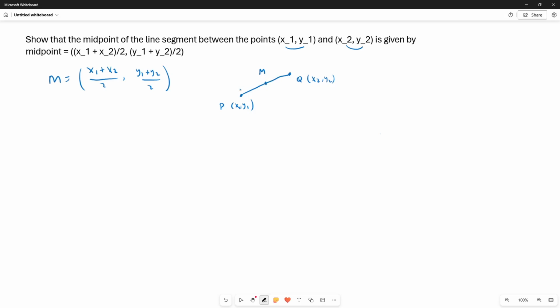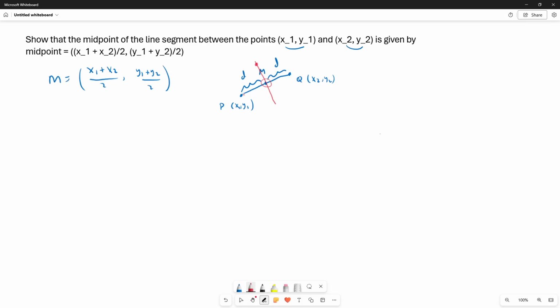So to do that, we need to show a couple of things. We have to calculate the distance between P and M and Q and M, and those two distances should be the same. But now there's a lot of points in the plane for which those distances would be the same. In fact, those points will lie on a perpendicular line. So these distances being the same just means that the point M is somewhere on this perpendicular line, this red line. So we actually want to show that M is on the line between P and Q as well.